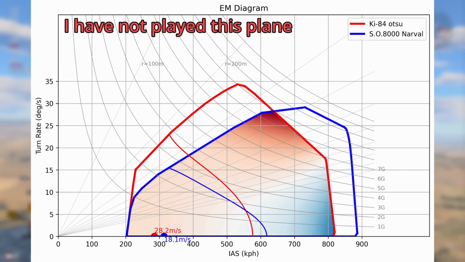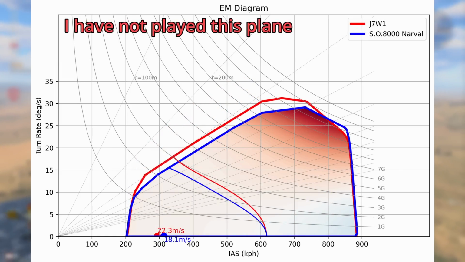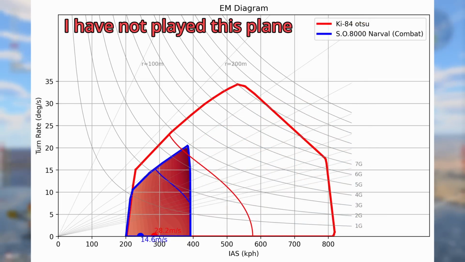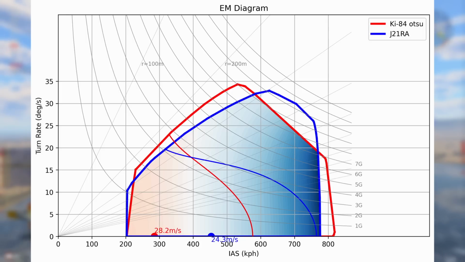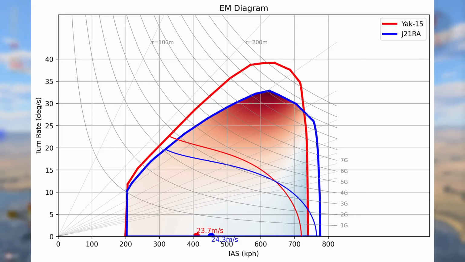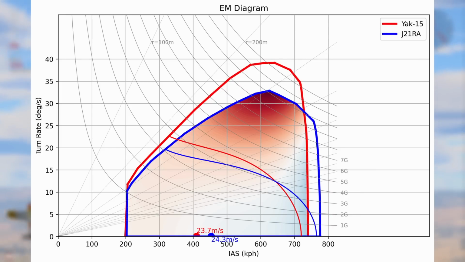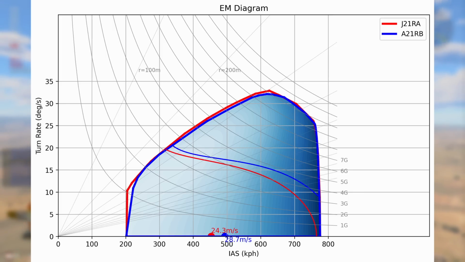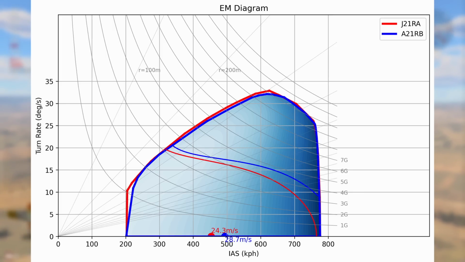The S.O.2000 Narval is pretty bad, basically a J7W that turns and climbs worse. It does get an interceptor spawn, and the flaps are usable though. The J21RA is what you'd expect if you put a jet engine on the J21 airframe. The closest comparison is the Yak-15s, which are much better dogfighters thanks to their airframe actually being good. The A21RB is significantly better than the J21RA since it has a much stronger engine. You actually rip in a straight line if you're not careful.